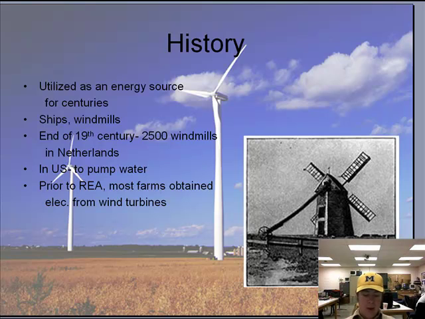History of wind energy. Wind has been used for energy for centuries. Ships used the wind to give them motion, and windmills have been used to grind grain for a long time. By the end of the 19th century, there were 2,500 windmills in the Netherlands. Windmills were being used to pump water in the U.S. initially. In the U.S. prior to the Rural Electrification Act, many farms were using wind turbines to generate their own electricity.